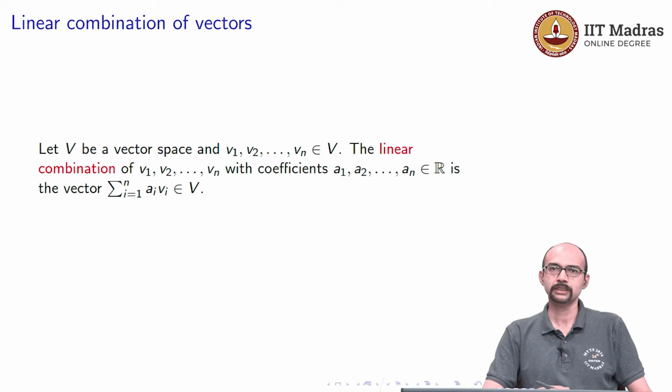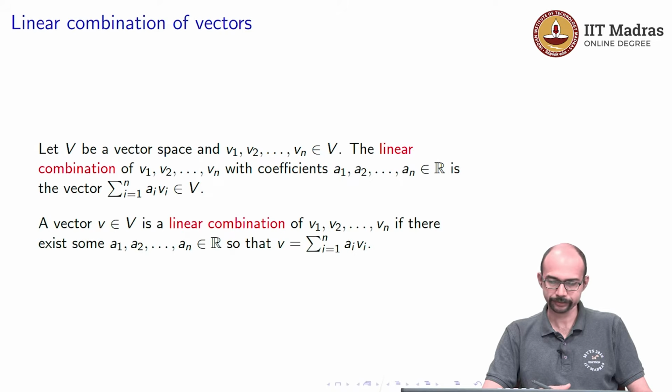This is a new vector, and this new vector summation ai vi is called the linear combination of v1, v2, ..., vn with coefficients a1, a2, ..., an. So a vector v is a linear combination of v1, v2, ..., vn if there are some scalars a1, a2, ..., an so that v is expressed as summation ai vi.